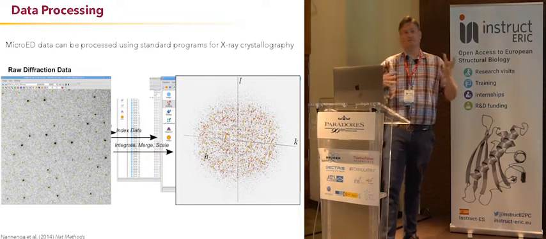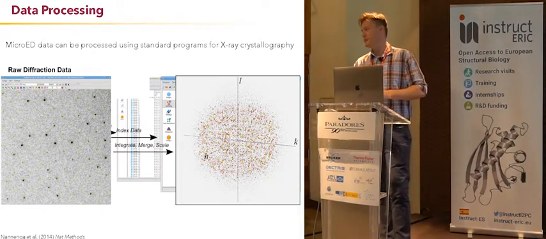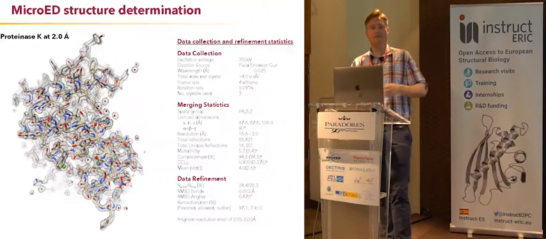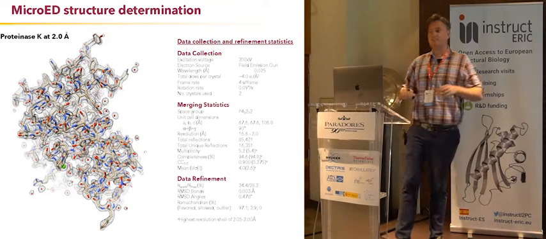Now that comes out as sort of an MTZ file. You can run that through Aimless or whatever your favorite programs are, and you get a file that looks just like an X-ray data set. And so here's an example of the results we get.